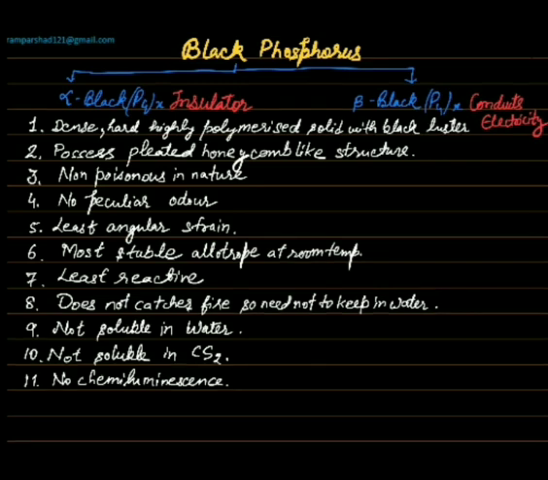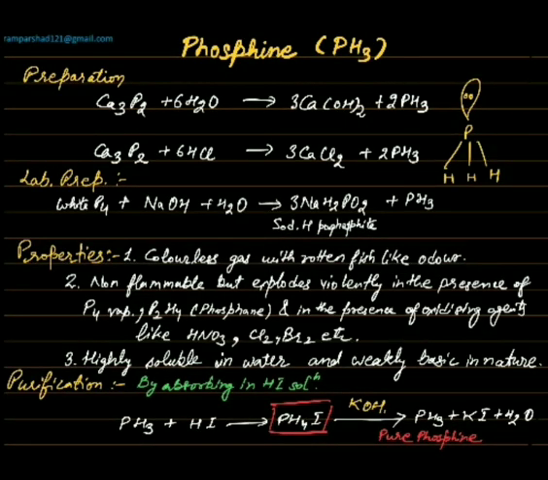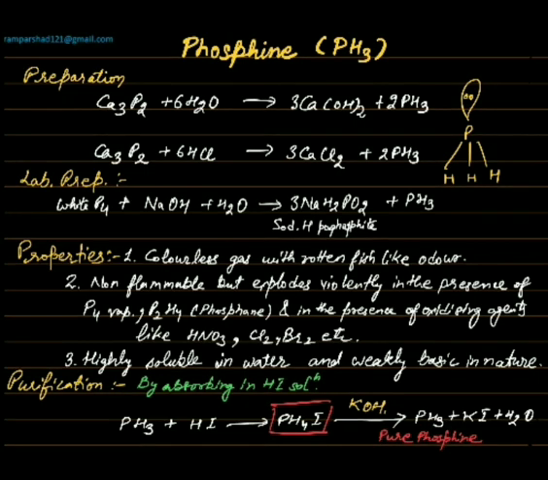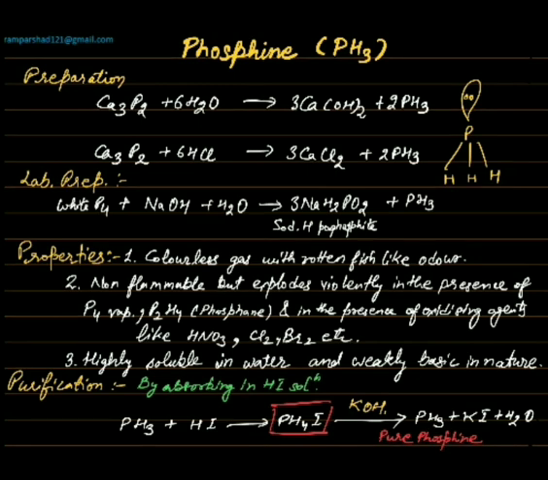Now let us start with the first compound of phosphorus, that is phosphine. Let us begin with the preparation of phosphine gas. It is prepared by the reaction of calcium phosphide with water.